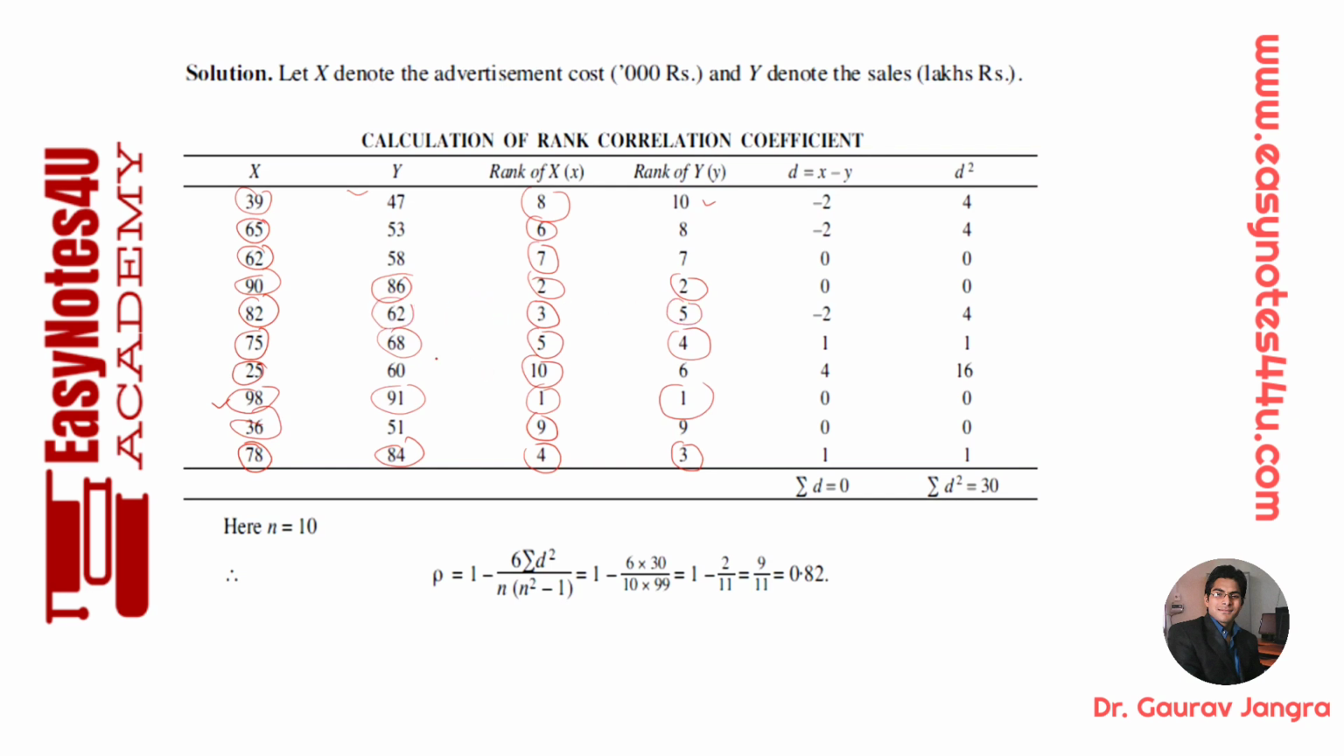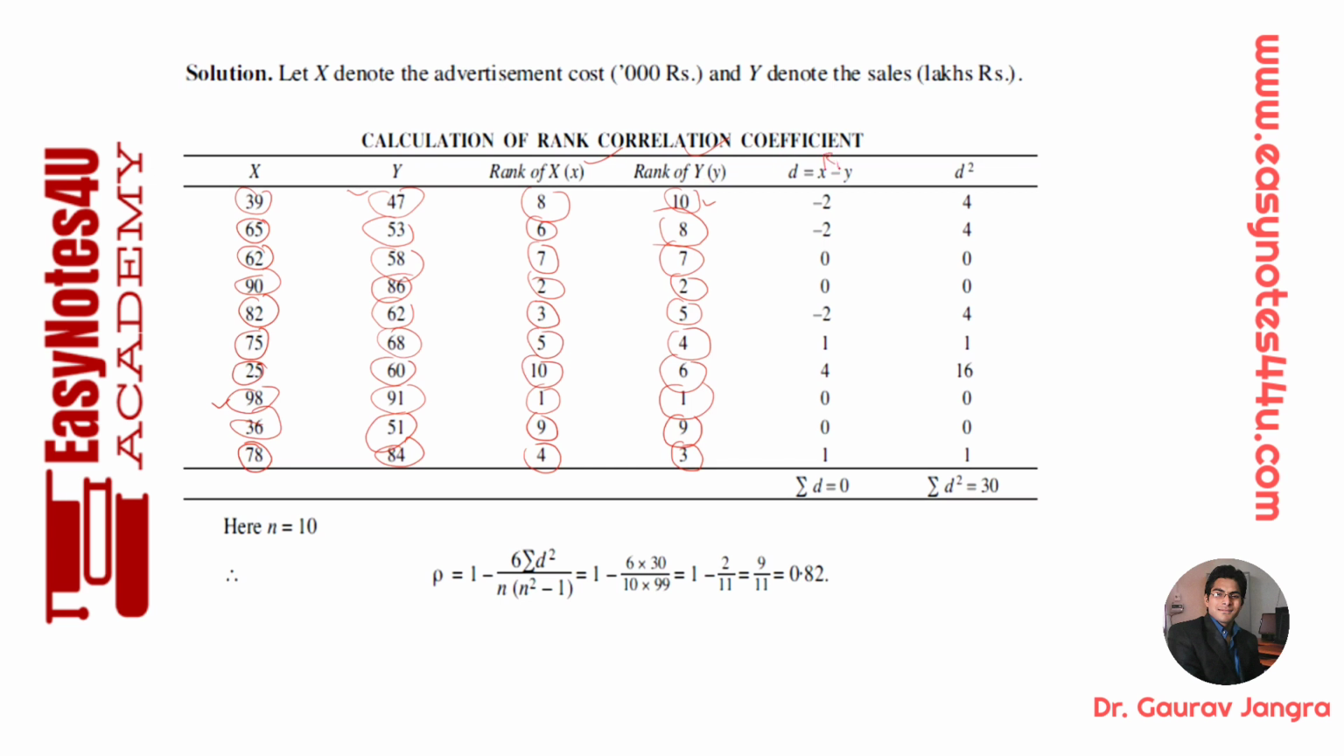Then 60, 6th rank. Then 58, 7th rank. Then 53, 8th rank. Then 51, 9th rank. Then 47, 10th rank. So we already get the rank. After that the next procedure will be same which we have already done in the previous examples.